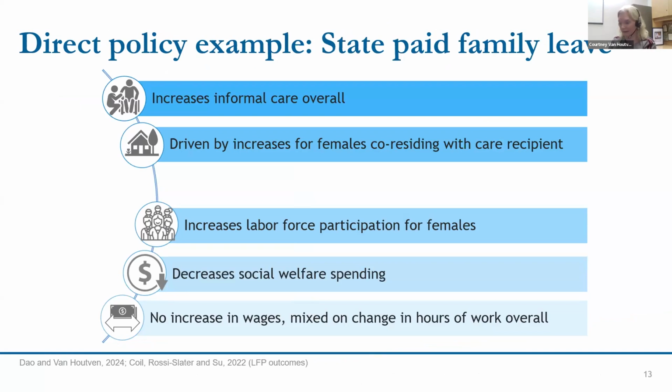So just a really brief example: state paid family leave, as a direct policy in the US, has been shown to increase the supply of informal care overall. Again, this is being driven by females and those who are co-residing with care recipients. Additionally, state family leave has significantly but modestly increased labor force participation for females and decreased social welfare spending, with no changes in wages or hours of care overall.